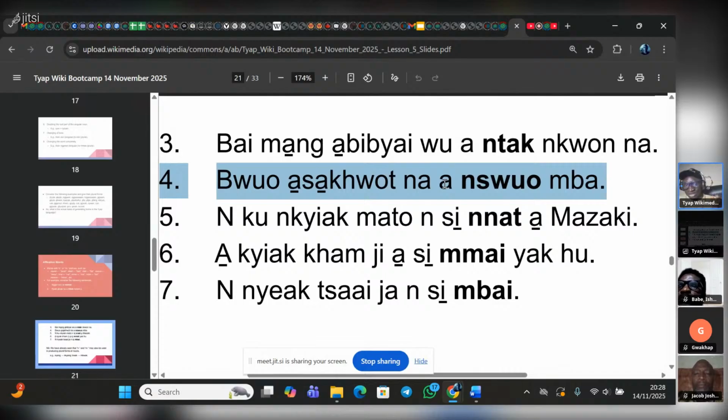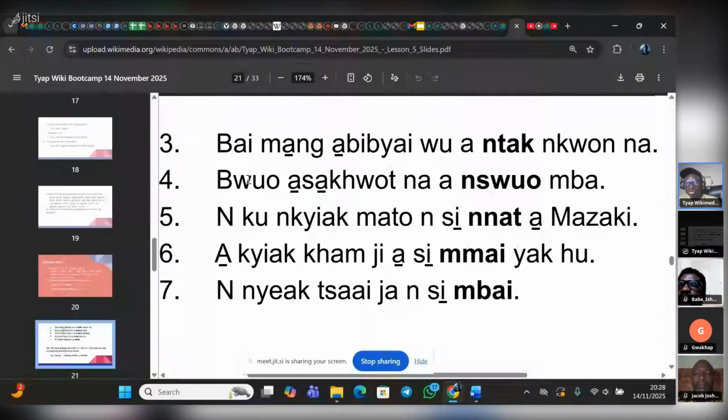So if I'm to translate this one bit by bit into English from Tyap, it will be fetch water the you beat them. Or let me put it in another way. Fetch the water, you beat them. But then that sounds kind of off. But whenever we're translating from Tyap, we have some certain things that we don't necessarily translate. And Tyap also has some certain words that are not present in English. So we don't even know what to equate those words to in English. So that's the uniqueness of the language.